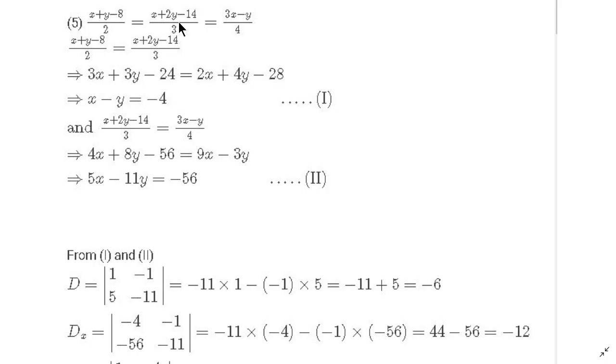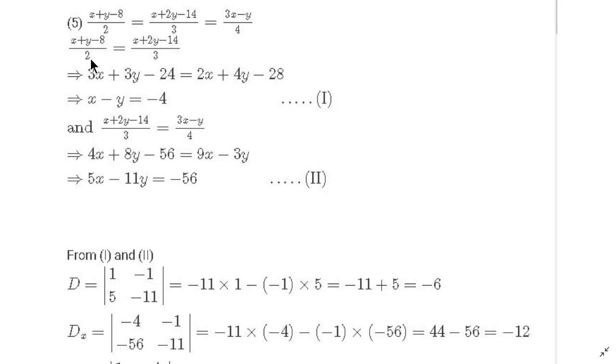Just take these two terms first, then find out what is the equation between them. If you take these two equations, x plus y minus 8 is equal to x plus 2y minus 14 is equal to... Just ignore this for the first time. Then we will ignore one of the first two terms. Firstly, we can see here if we take these two terms, we can calculate the simultaneous equation easily.